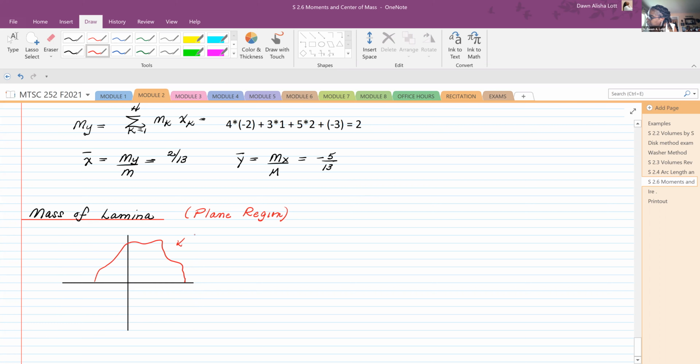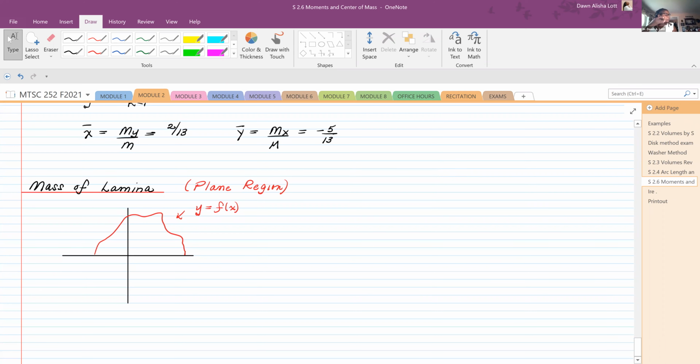So this right here is y is equal to f of x. Okay, and I want to find the mass of this region. So this whole region is what I'm trying to find out. This is my region R inside. Okay, so we said M is the mass. And as we said before, we just summed up all the little pieces, all the little pieces of mass, delta mk.